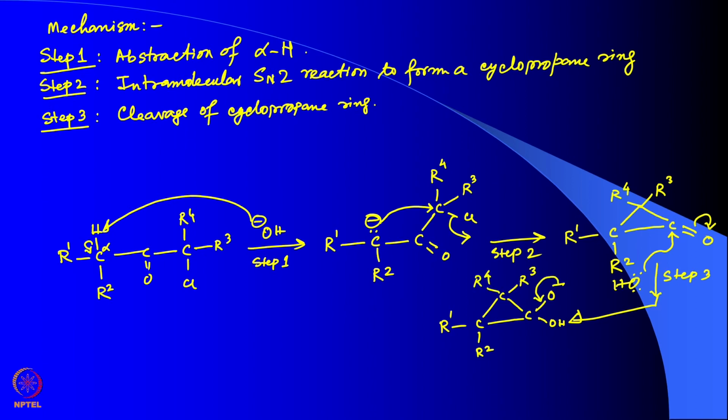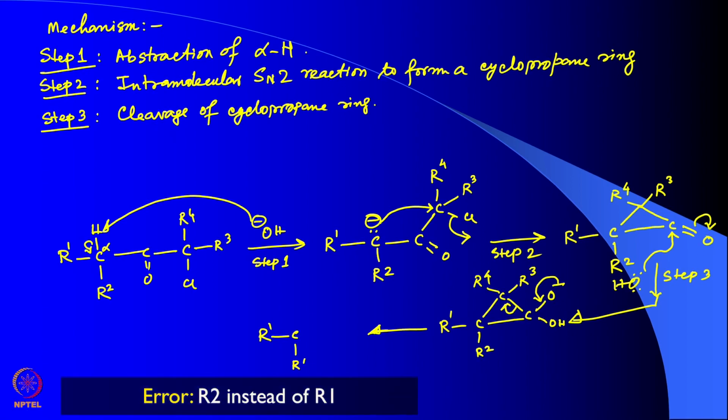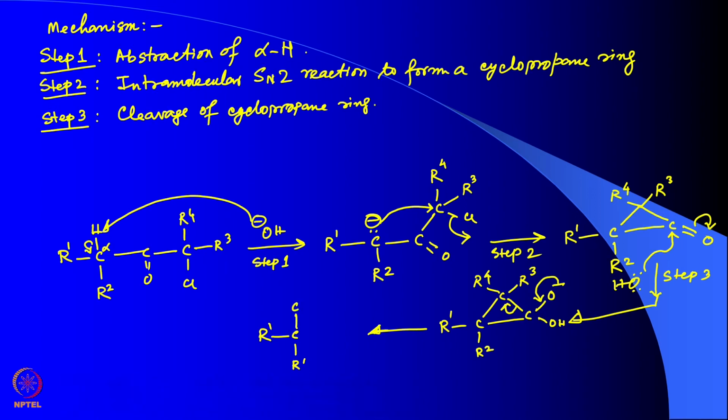Then when this bond forms back, this CC bond further breaks. So, this is continued as a step 3. So, what has happened is, in the process the groups have migrated from one carbon to another carbon.